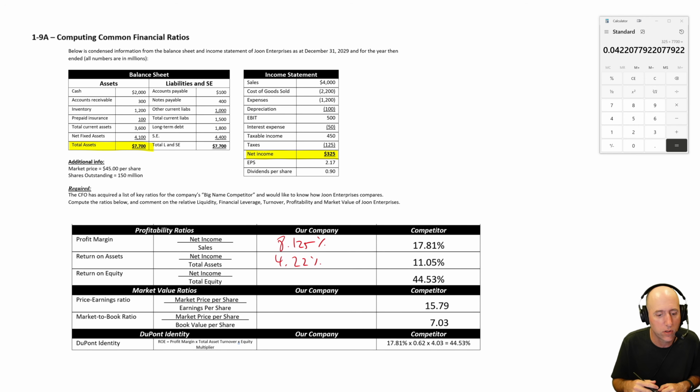You know, how many dollars worth of assets does it take for you to generate $1 in profit? So for every dollar I've invested in assets, I generate 4 cents of profit. Not great compared to my competitor.